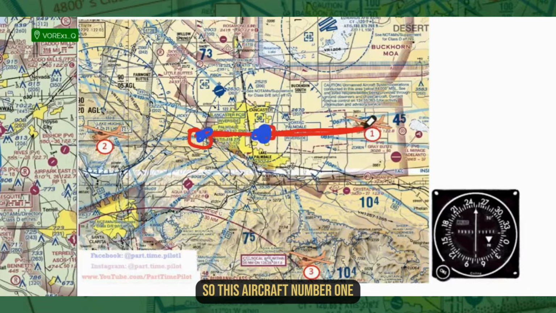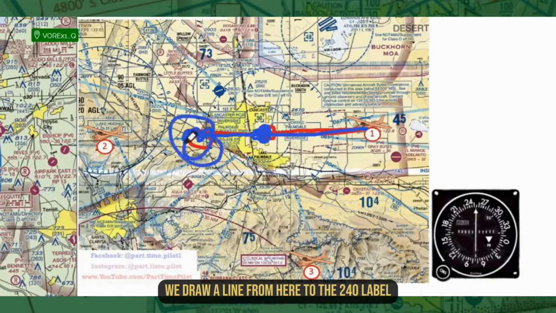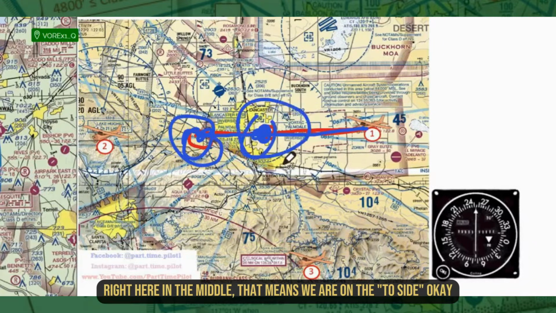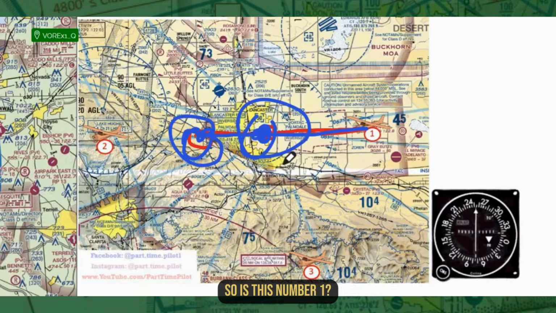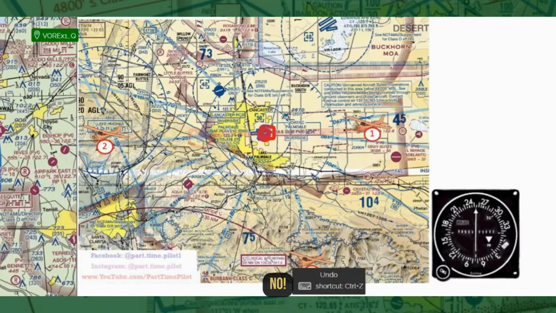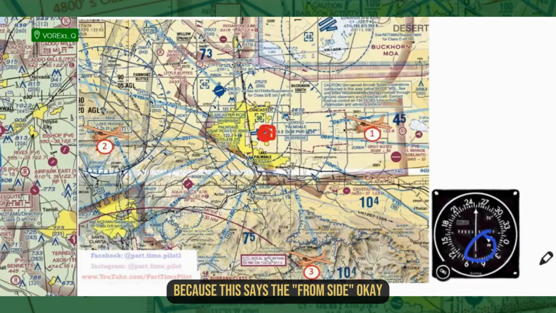So for aircraft number 1, we draw a line from here to the 250 label. We hit the station first, right here in the middle. That means we are on the to side. So is this number 1? No, because this says the from side.